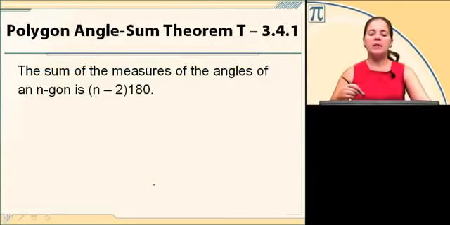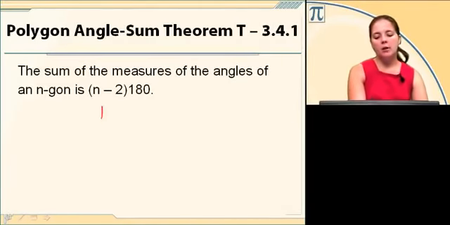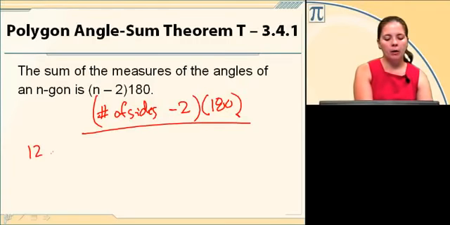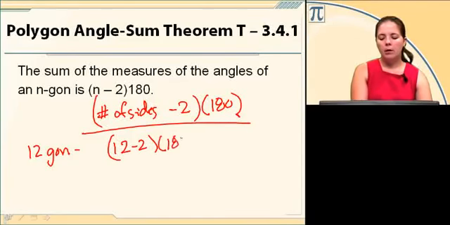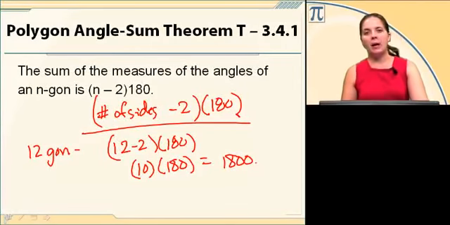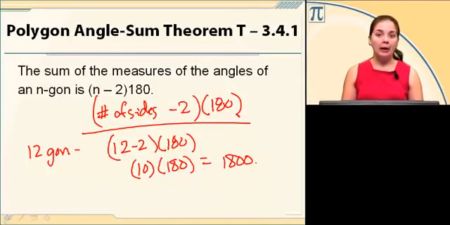Well, the formula for the sum of the interior angles of an n-gon is n minus 2 times 180. So this is the number of sides, minus 2, times 180. So if I have a 12-gon, I'm going to take 12 minus 2 times 180. 12 minus 2 is 10. And 10 times 180 is 1,800. And so the sum of the interior angles of a 12-gon, or a dodecagon, is 1,800.